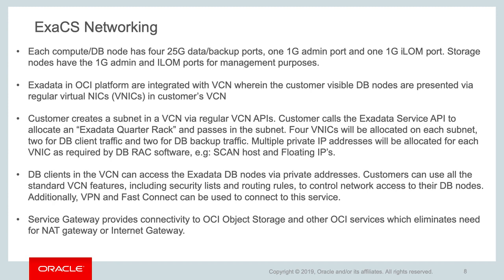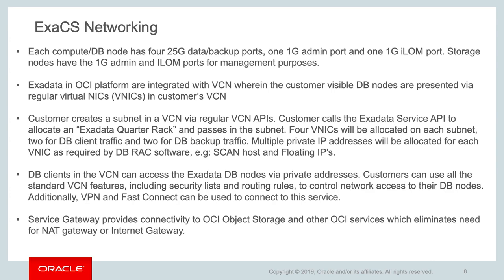Four vNICs will be allocated on each subnet, 2 for the database client network and 2 for database backup traffic. Multiple private IP addresses will be allocated for each vNIC, which is required by the database rack software, for example, SCAN hosts and floating IP addresses. A DB client in the VCN can access the Exadata database node via private addresses. Customers can use all the standard VCN features including security lists and routing tables to control network access to their database nodes.